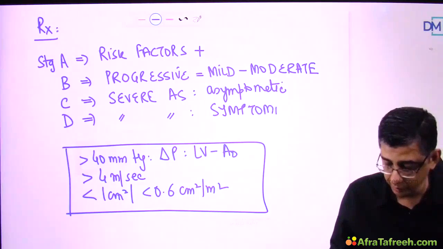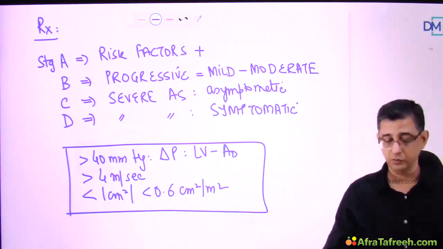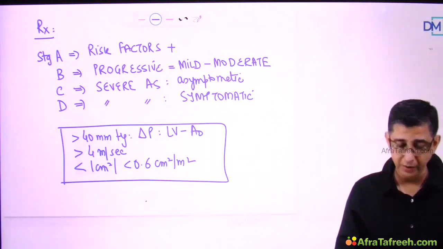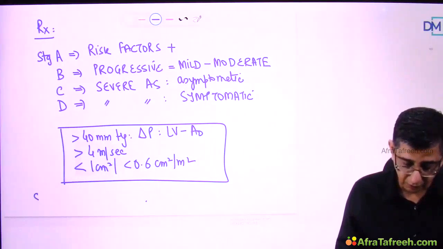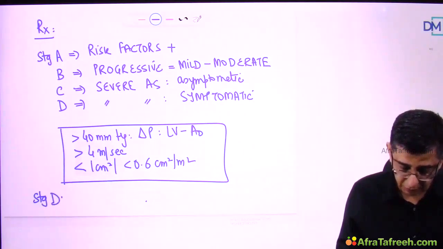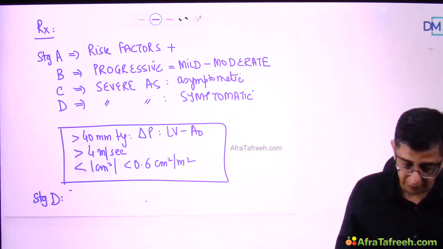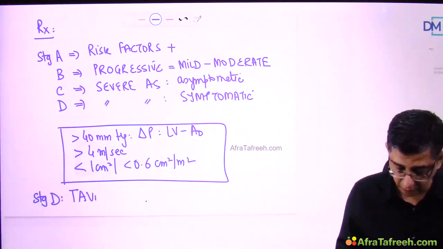When it comes to a symptomatic patient, the treatment of choice would be answered straight away as a transcatheter aortic valve replacement. I repeat my statement once again. For a person of stage D, which means that person is having severe symptomatic aortic stenosis, we will have to go in for a transcatheter aortic valve replacement.